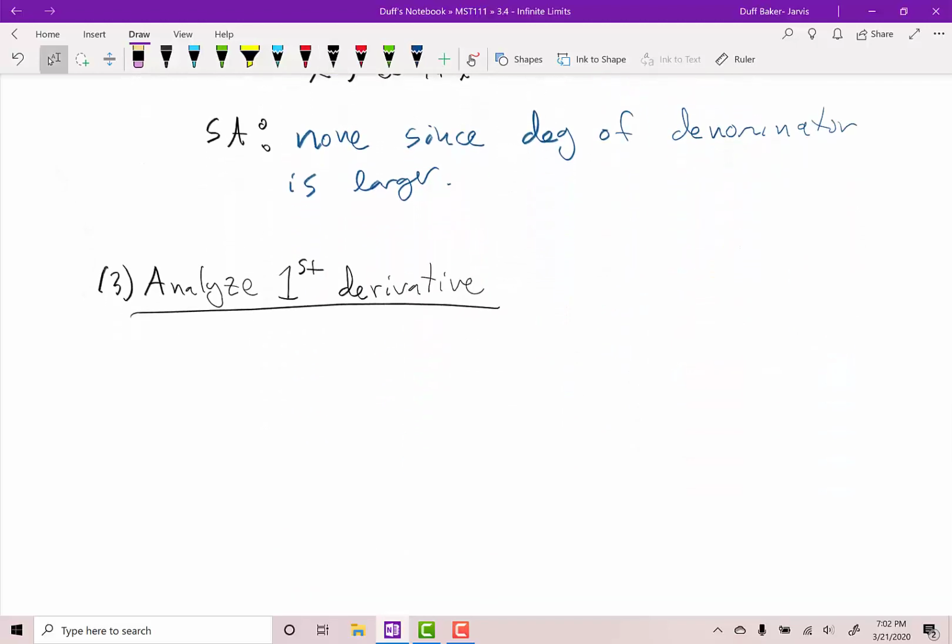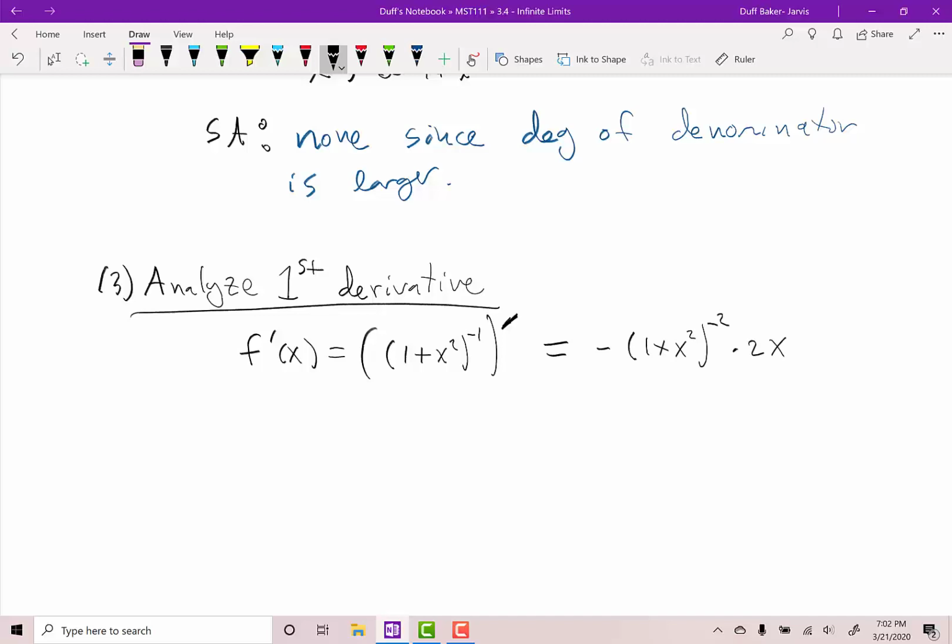In order to analyze the first derivative, we need the derivative, of course. So the first derivative will be the derivative of, and it's easier if we write the original function like this to avoid using the quotient rule. So we're going to take the derivative of that. That'll be minus 1 plus x squared to the minus 2 times 2x by the chain rule. But it's probably easier if we write it in this form to actually think about what it means in terms of the graph.